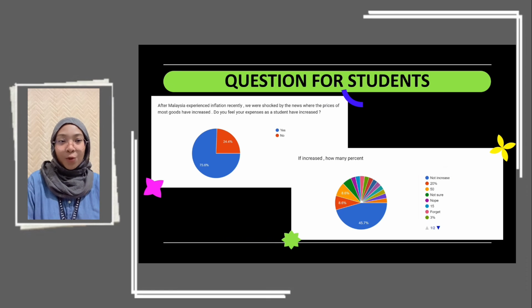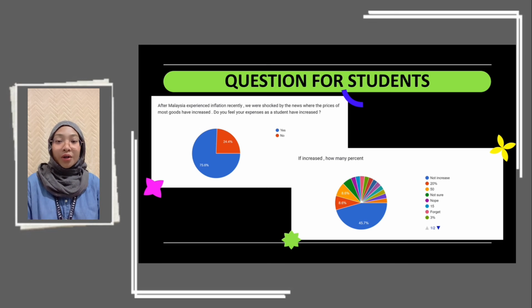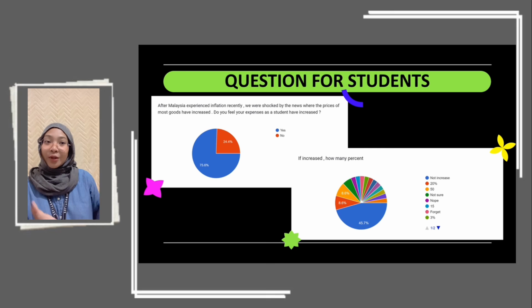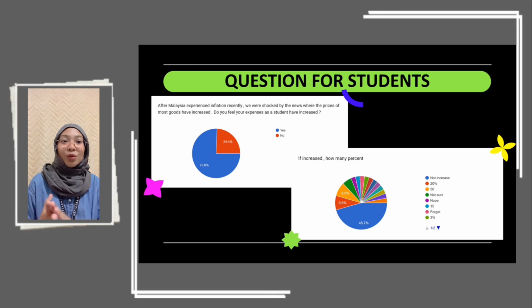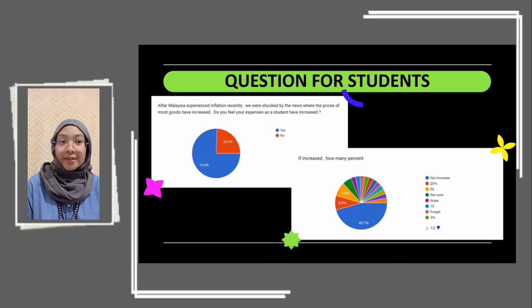While we did the survey, we asked a question to the students in our Google Form about whether their expenses have increased or not after the government announced that most goods have increased. Let's have a look at this pie chart. There are 24.4% of students who answered no, which means their expenses have not increased. On the other side, 75.6% of students experienced these issues, which means the students do feel that their expenses have increased.